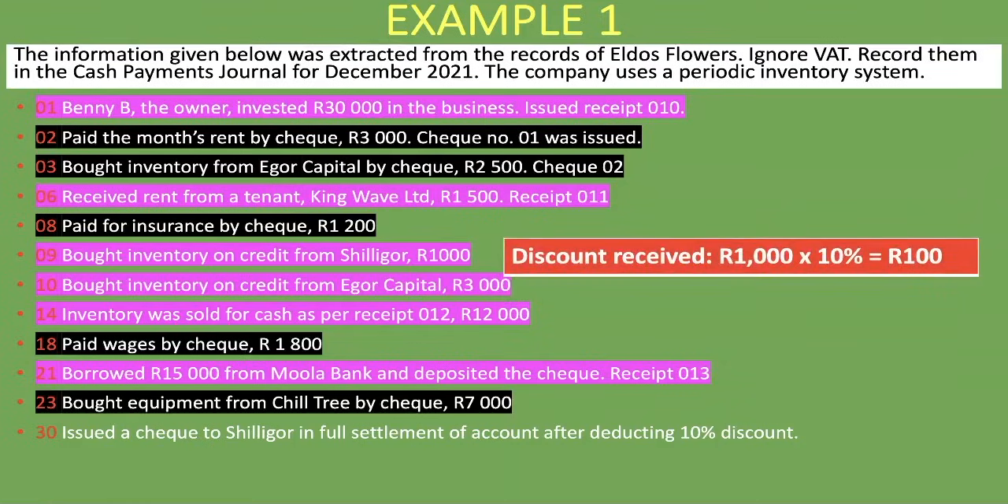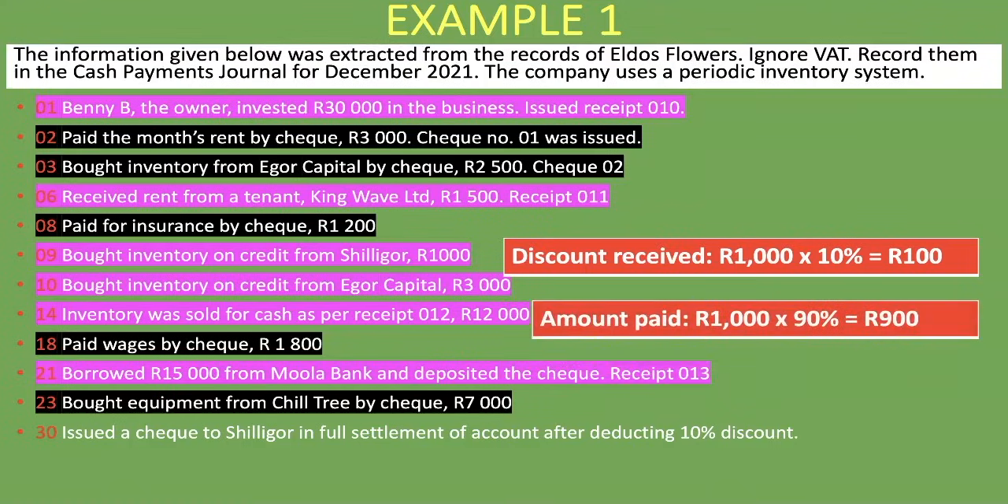Well, as you can see here, it's the 1,000 rand that we owed them on the 9th. Remember, you always go back and check the name of the supplier and see how much you owed them, times the 10% discount that they gave us, and the discount is 100 rand. So if they gave us a discount of 100 rand, how much did we actually pay them? Well, the amount paid was 1,000 rand times 90%.